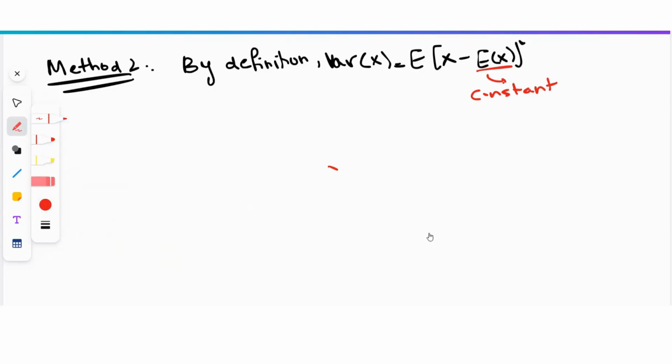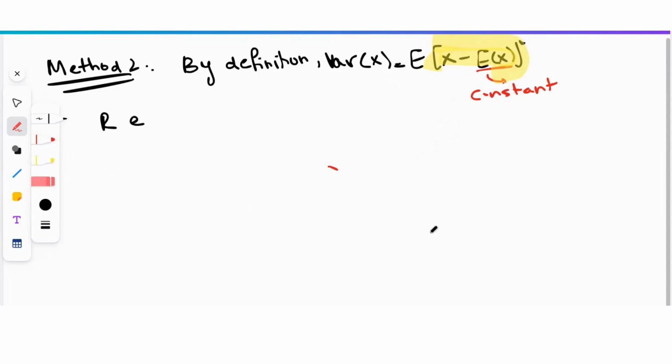So how will we use the definition? Let's look at that. Now recall, when we use the definition, we want to find the expected value of this. So this is a function of the random variable. Here we're just taking X, subtracting a constant and squaring it. So this is a function of a random variable X.